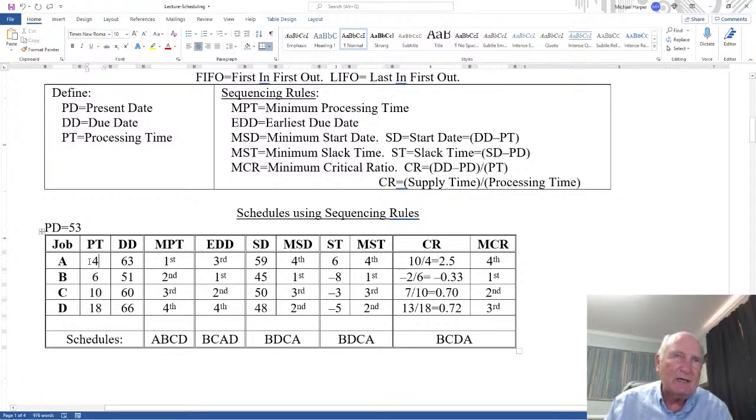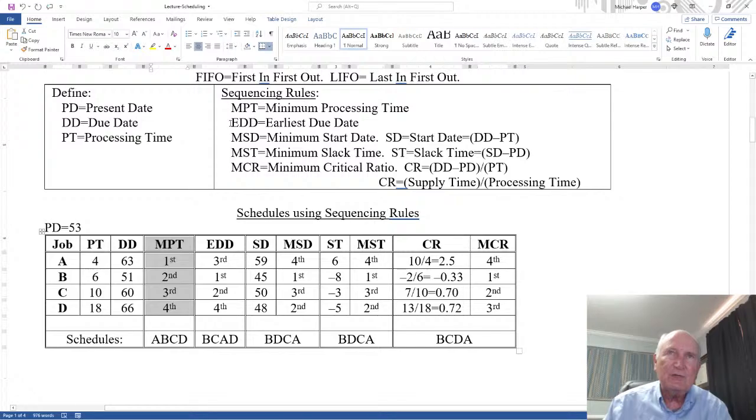Well, if I can order them from the smallest processing time to the largest processing time, that would be the order of my MPT schedule. The first job is A, second job is B, third job is C, fourth job is D, because A has the smallest time, B has the next highest time, C has the next highest, D has the next highest. So that's the MPT rule. It's very simple. But as it turns out, the MPT rule has some very strong, important properties, which we'll look at in this video.